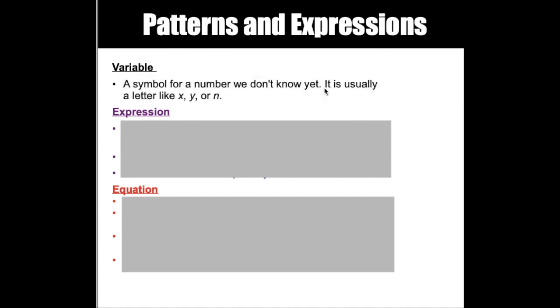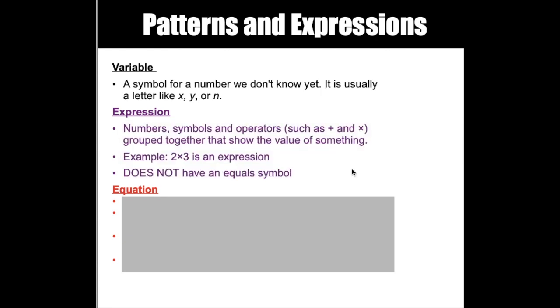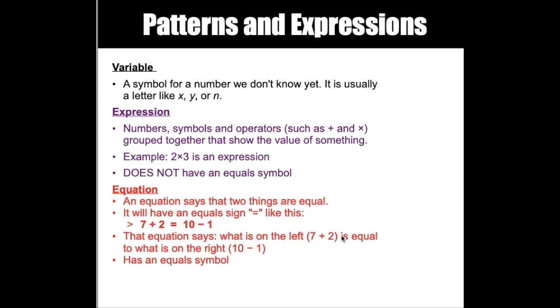A variable is a symbol for a number that we don't know yet. It's usually a letter like X, Y, or N, but we have primarily been using letters like N so that we don't mix it up with the multiplication symbol. An expression is numbers, symbols, and operators grouped together that do not have an equal symbol. The equation is basically an expression, but with an equal symbol. It is saying that two things are equal. One side of the equation is the same as the other side of the equation.